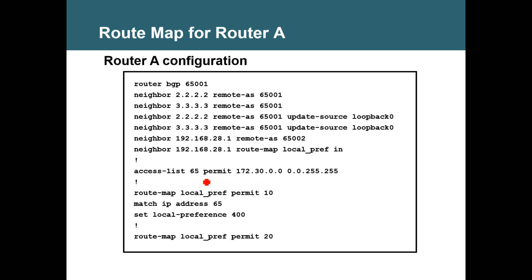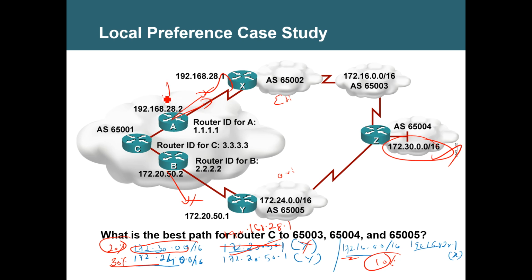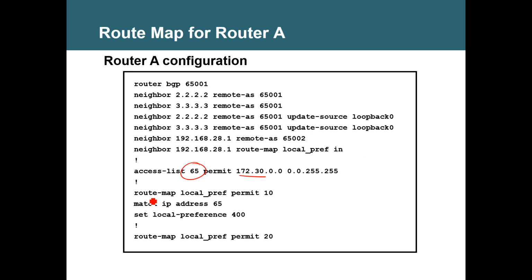We write an access list first, matching the network that you want to give more local preference on router A, which is here, so that instead of going this way, it should go this way. So you go to this router here and match this network on this router. How do you match? Write an access list and create a route map.